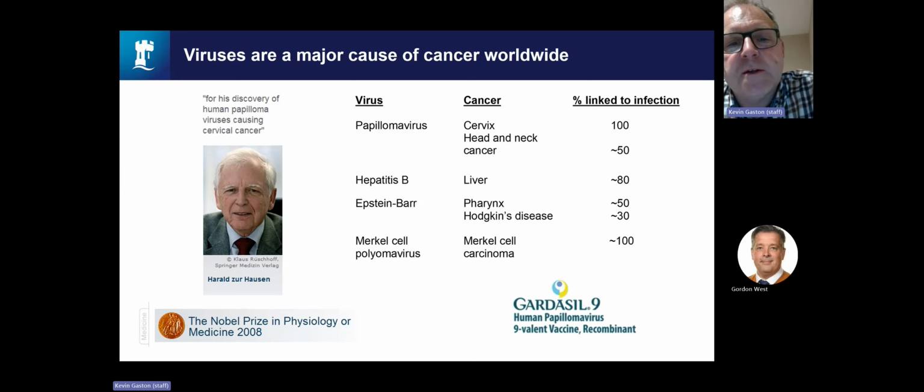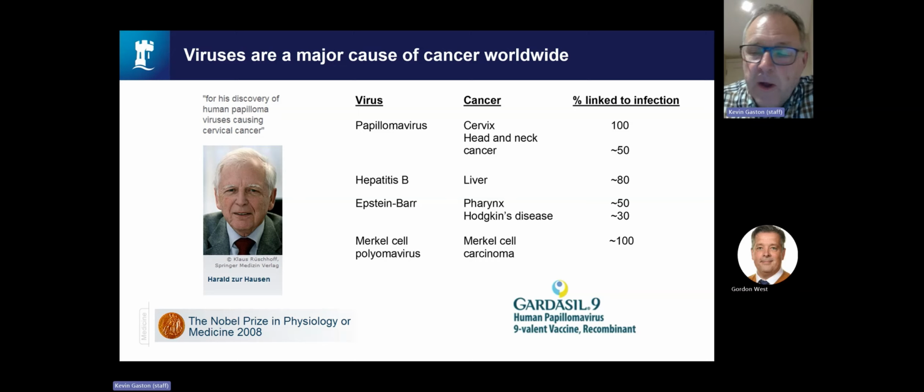Another example is hepatitis B. Hepatitis B is the causative agent of some cases of liver cancer. In fact, worldwide, around 80% of cases of liver cancer are caused by hepatitis B infection. Epstein-Barr virus also causes cancers in humans, and there are some very rare viruses that you probably never heard of, like, for example, Merkel cell polyomavirus. This is a newly discovered virus that causes a very rare cancer called Merkel cell carcinoma.